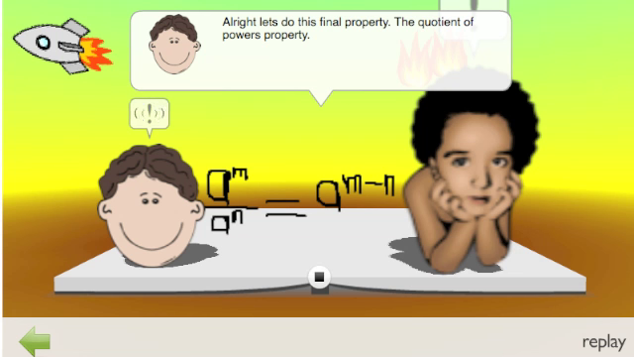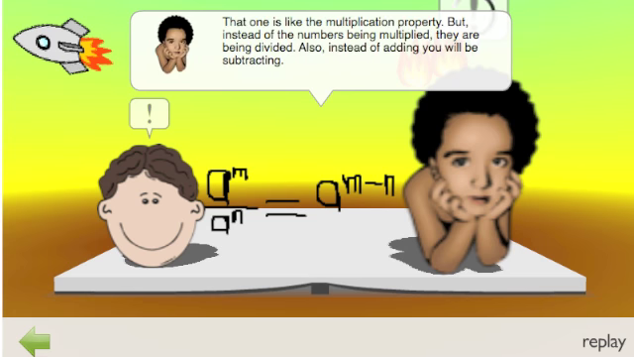Alright, let's do the final property, the quotient of powers property. That one is like the multiplication property, but instead of the numbers being multiplied, they are being divided. Also, instead of adding, you are subtracting.